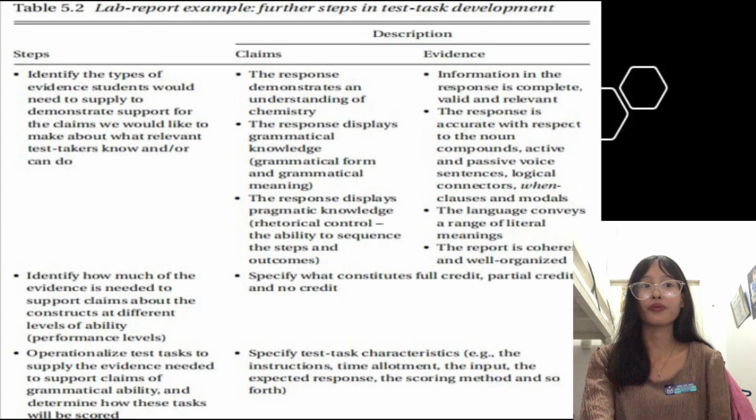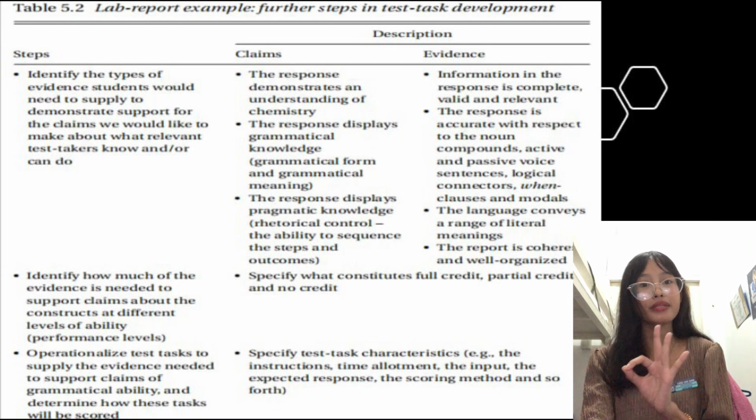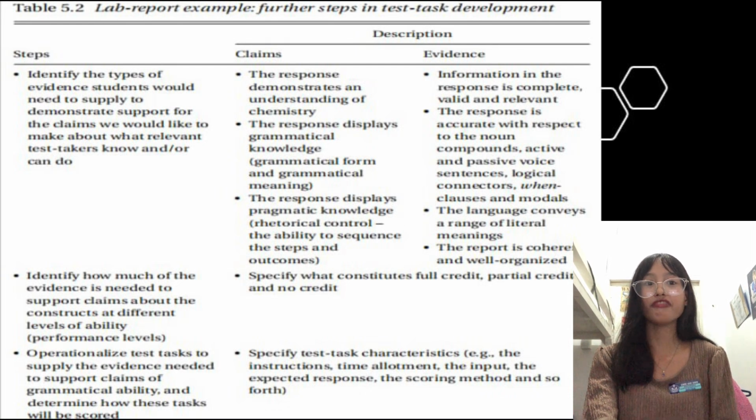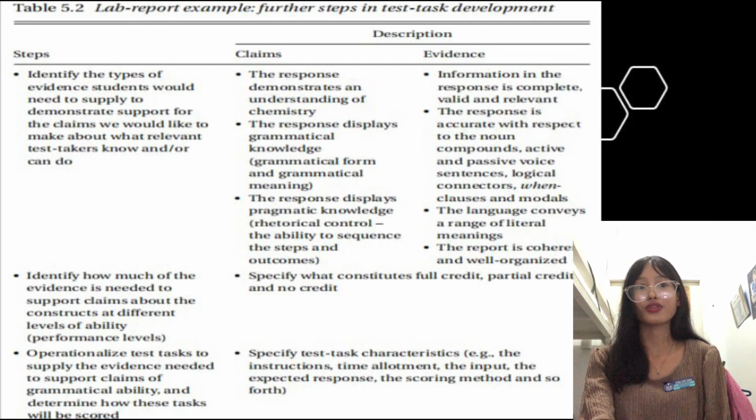So in this table 5.2, it details the next step in creating a lab report writing test, so it's focusing on how to define what constitutes a good answer and how to score it. It breaks down the process into three main steps. We have identifying evidence of grammatical ability. So these steps clarify what kinds of evidence in the students' responses would support the claims about the grammatical knowledge, like correct use of verbs, verb tenses, or logical connectors and appropriate vocabulary, and determining the amount of evidence needed.